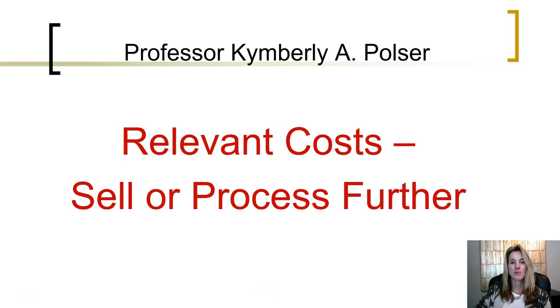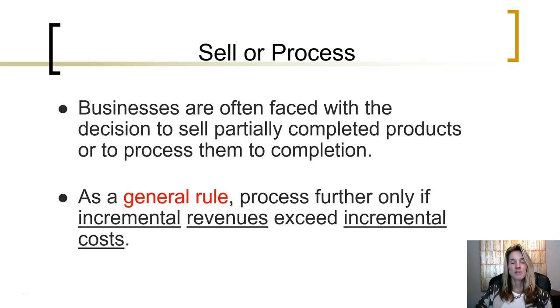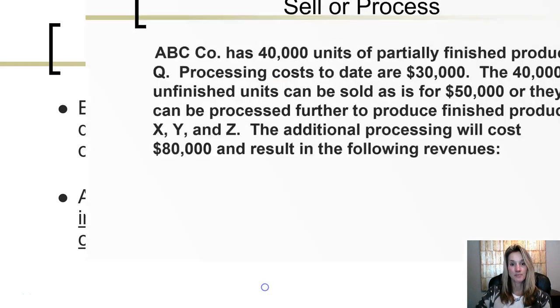This segment looks at relevant costs in a sell or process further decision. Businesses are often faced with the decision to sell partially completed products or to process them on to full completion. As a general rule, companies should only process products further if the incremental revenues, or the additional revenues, exceed the incremental costs, or the additional costs of processing.